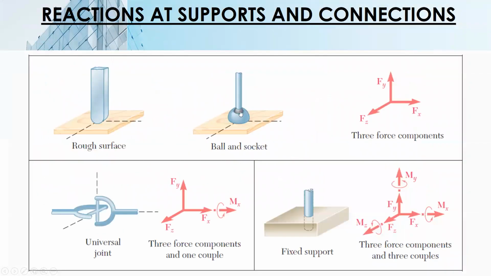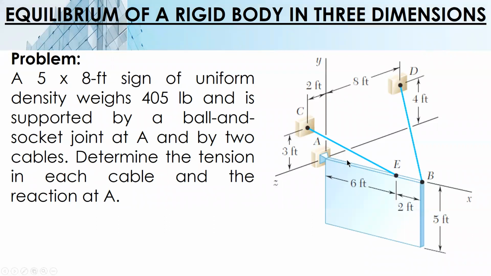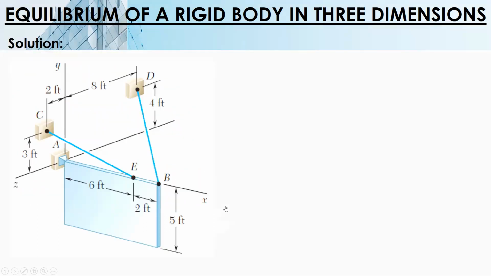Again, for a ball and socket, we have 3 unknown force reactions. So, 3 unknown reactions at A: AX, AY, and AZ. Let's assume a positive direction for AX, positive X, positive Y, and positive Z. And then the last force is the weight, 405.